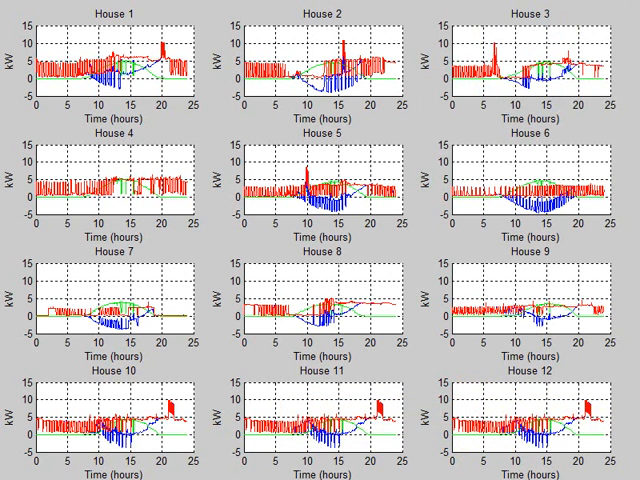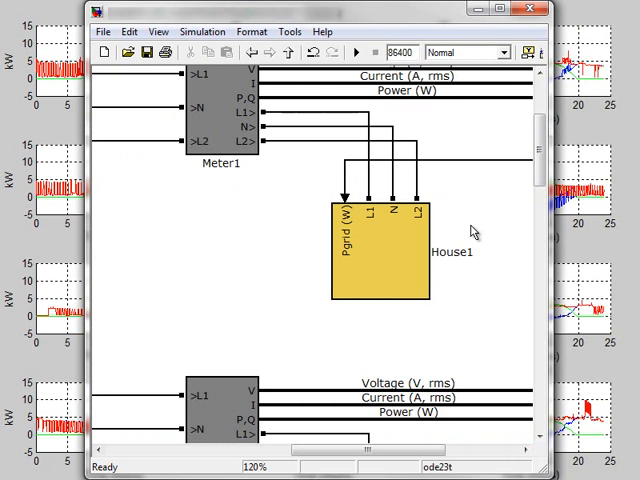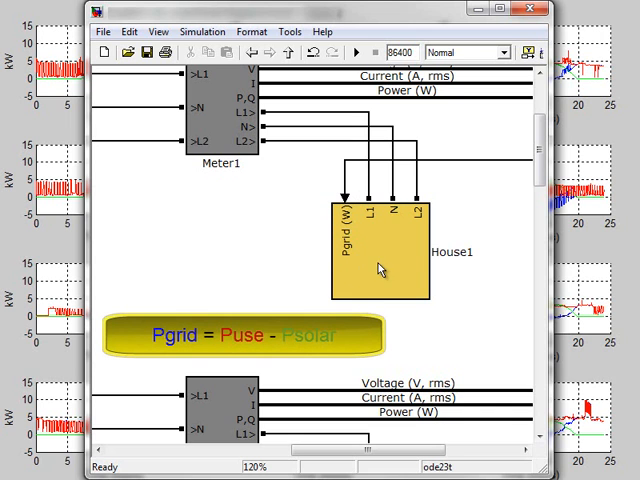Once the data is exported, it can be made available in MATLAB. Here we show data for houses 1 through 12. The data available in MATLAB enters the house from this source block. It should be noted that the data that drives the house is the power that is seen from the grid looking into the service panel. This accounts for the solar generation at each house as well as the consumption of each house.